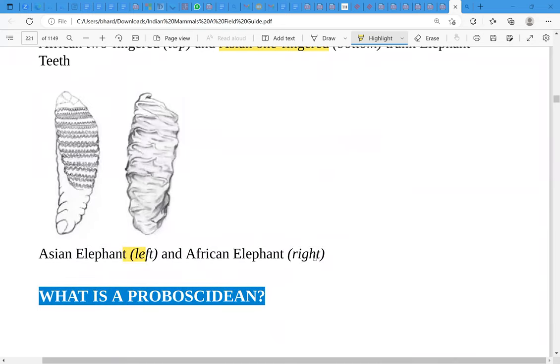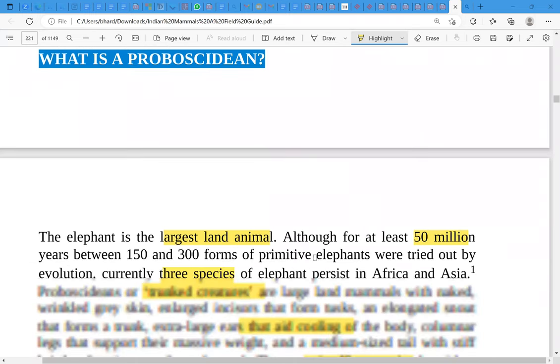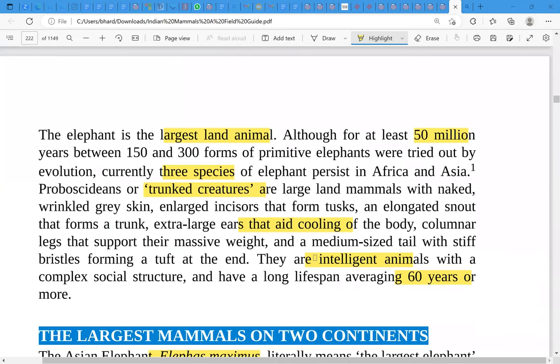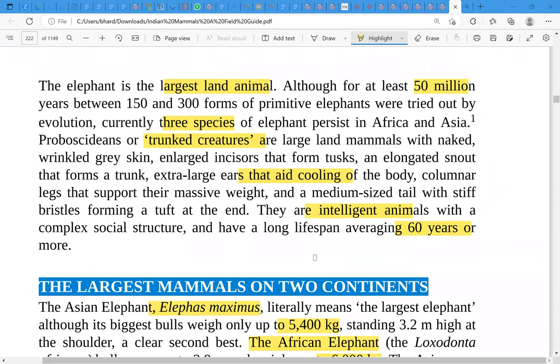So as I just said, what do you mean by proboscidean? The elephant is the largest land animal. It evolved 50 million years ago. 150 to 300 forms of primitive elephants were there during the period of evolution. Currently, three species of elephant persist in Africa and Asia. Proboscideans, or the trunk creatures, are large land mammals with naked, wrinkled, gray skin, enlarged incisors that form tusks, and an elongated snout. Snout means the trunk that we talk about.